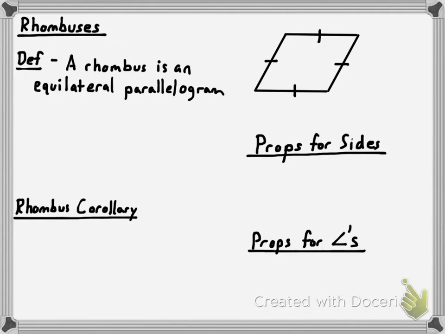Now, while we're talking about rhombuses, I want to do a couple other things. There's something in your book called the rhombus corollary that I want to discuss with you. And then I want to talk about what are the properties of the sides and the properties of the angles of a rhombus. By definition, a rhombus is an equilateral parallelogram, right? A rhombus is always a parallelogram. But the rhombus corollary basically tells you that anytime a quadrilateral, whether you know it's a parallelogram or not, is equilateral, then it's a rhombus.